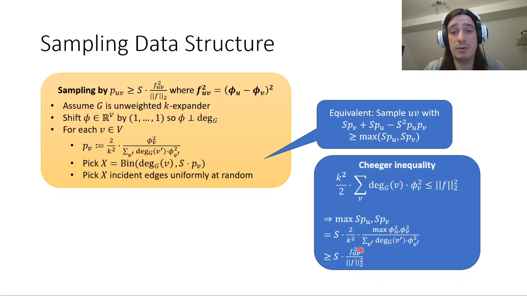Additionally, the flow here is just the difference of two vertex potentials squared. So this flow is also smaller than the maximum of these two vertex potentials. So overall, this probability here is definitely an upper bound on that term. So we sample with some probability that is at least this term here.